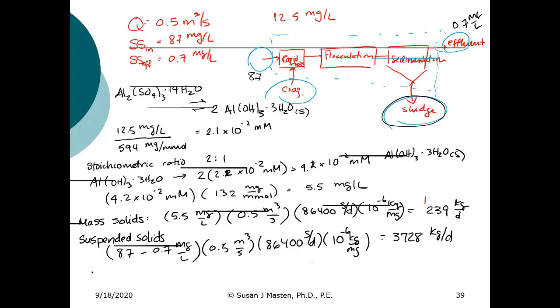So the total mass we produce is 239 plus 3,728. It's almost 4,000 kilograms per day of solid.